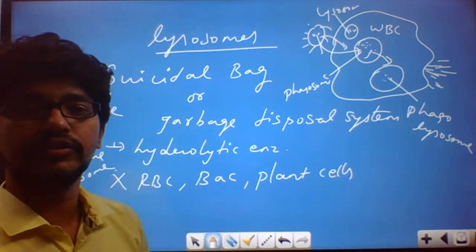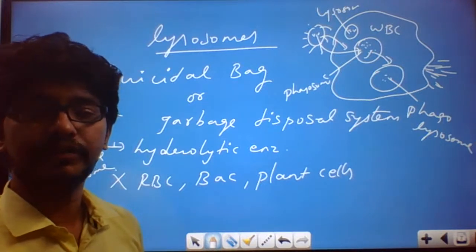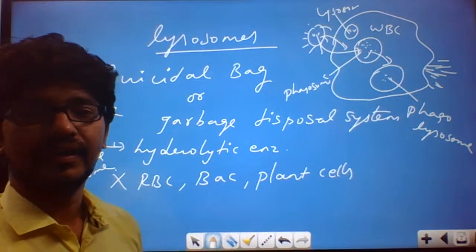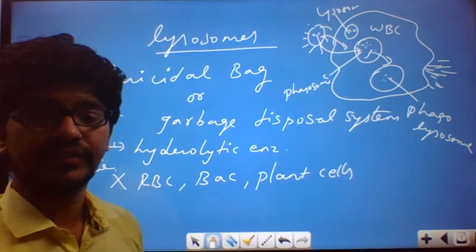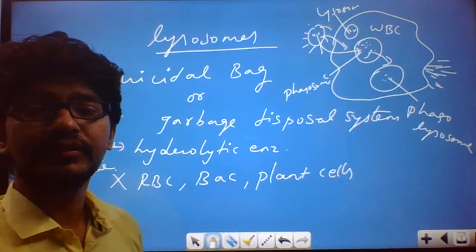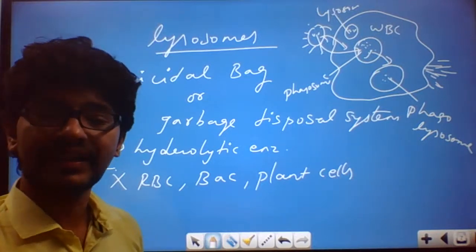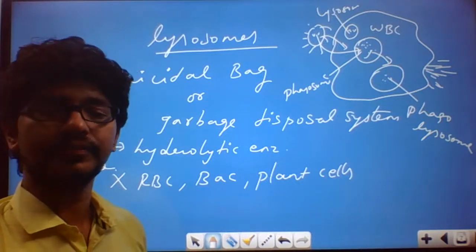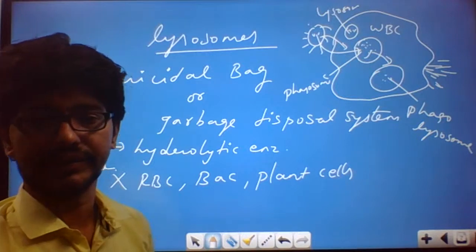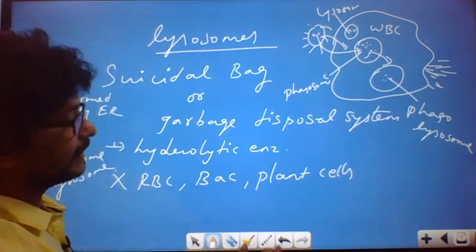So lysosomes, which we discussed in the last class: the main function of lysosome is intracellular digestion, that is, by the phagocytosis mechanism that we discussed. Can I ask, what's the main function of lysosome? It's intracellular digestion, the defense mechanism. So whatever we discussed in the previous part, we make it as a function.